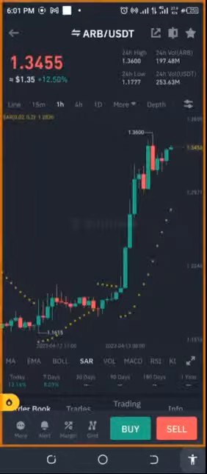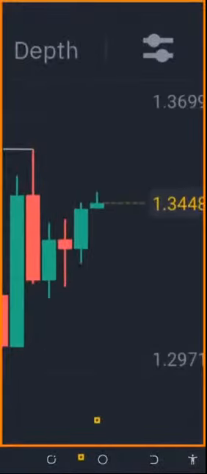Okay. So I'm seeing that it's been pumping. It was actually going up and down for a while. It was in this green candle. Previous was actually a red candle, and now it's already going up. Well, let's see how it is.